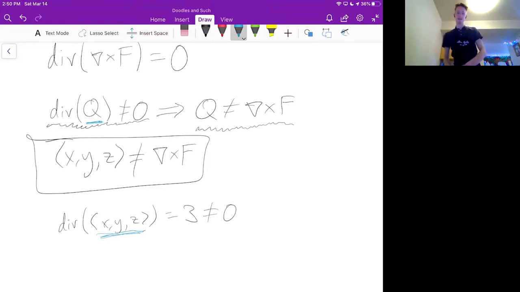This vector field x, y, z, its divergence is 3, which is not 0. And that means that the vector field itself is not the curl of anything. In other words, it does not have a vector potential. Does that make sense?